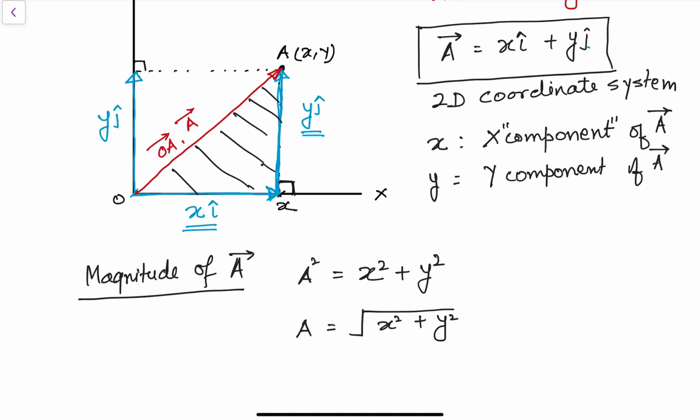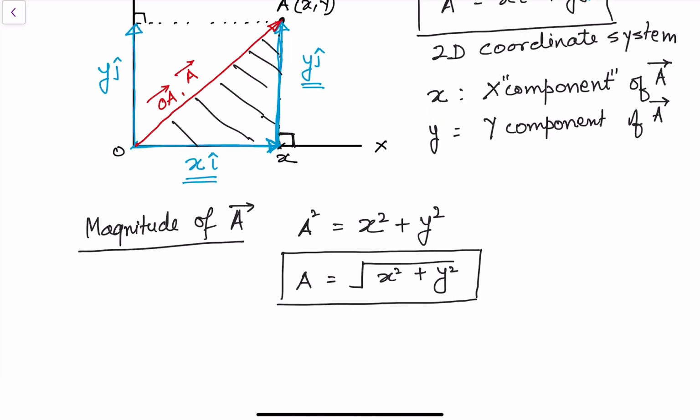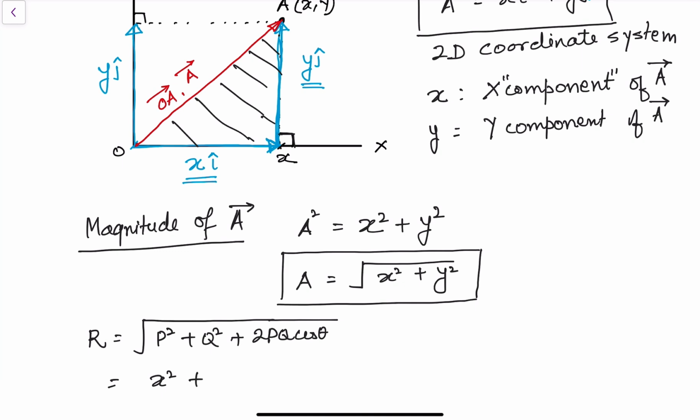So if you know x and y, then this will give you the magnitude of A. You can get this magnitude from the parallelogram law of vector addition. What was parallelogram law of vector addition? Vector R is root of p square plus q square plus 2pq cos theta. Now here what are p and q? Remember, p is x, so it is x square. Q is y, so it is y square.